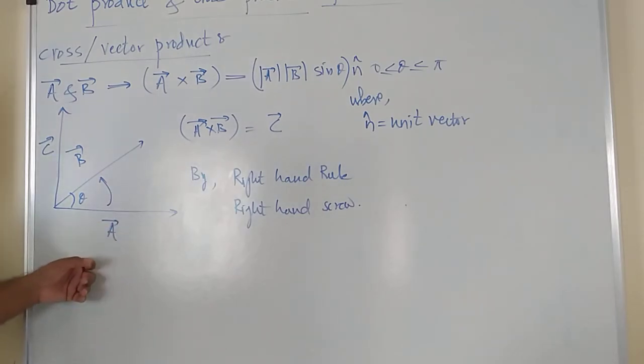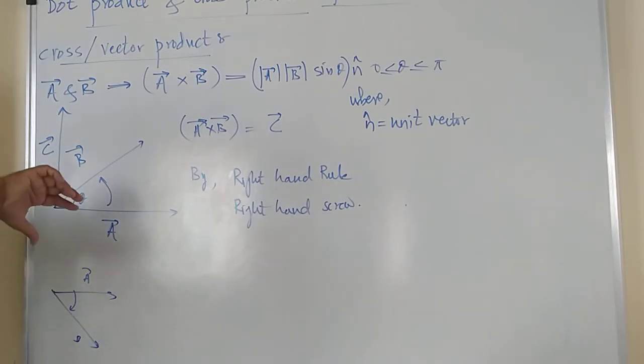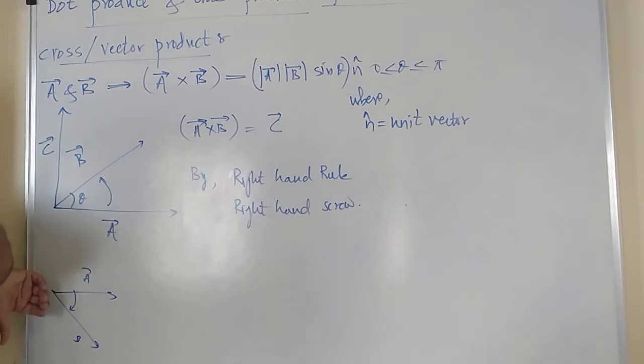This is A bar and this is B bar. Suppose this is your A bar and this is your B bar, and your vectors are directing in this way. Then you should curl your fingers in this way, and your thumb will give you the direction of the product of two vectors, and that is along the downward direction.